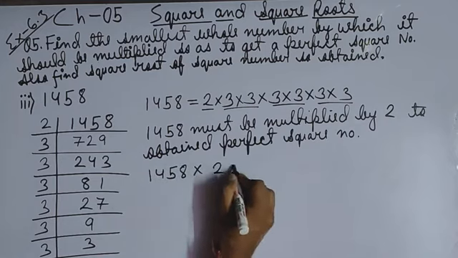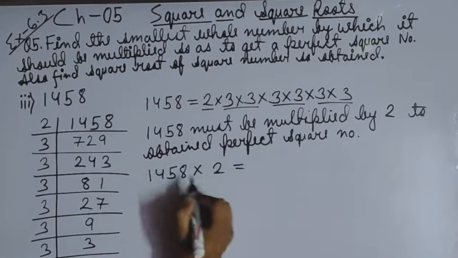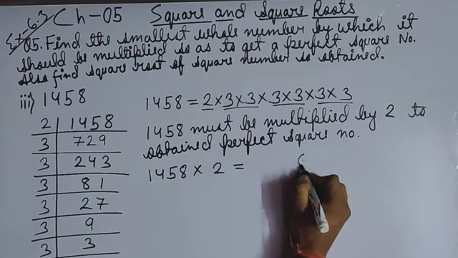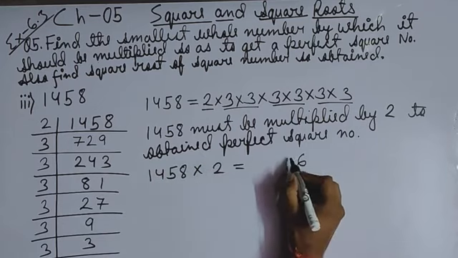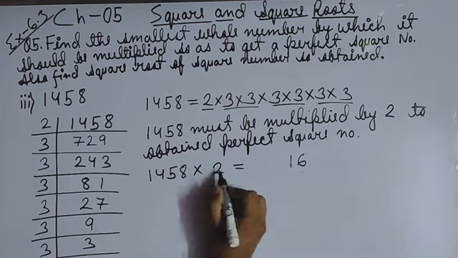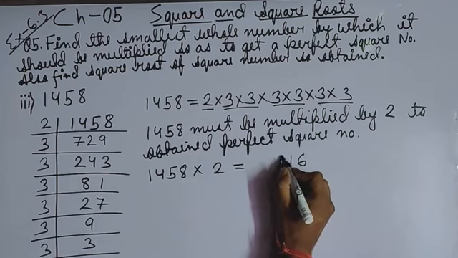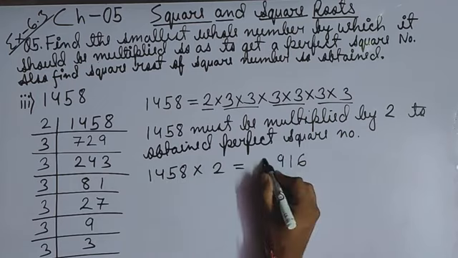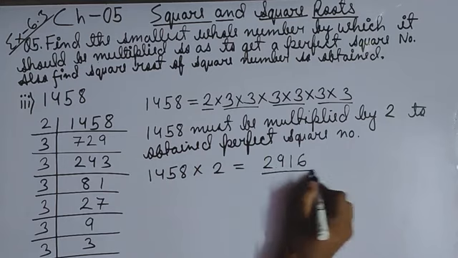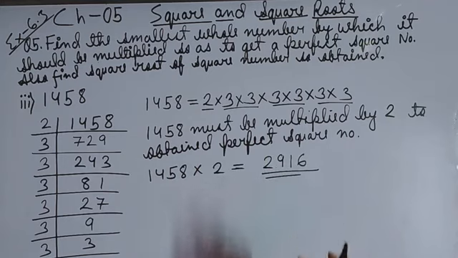So what will be the answer coming? The perfect square number. 2 8 is 16, carry 1, 2 5 is 10, and 1 कितना हुआ 11, 2 4 is 8, and 1 कितना हुआ 9, 2 1 is 2. So we are getting 2916. This is a perfect square number. 2916 will be a perfect square number.